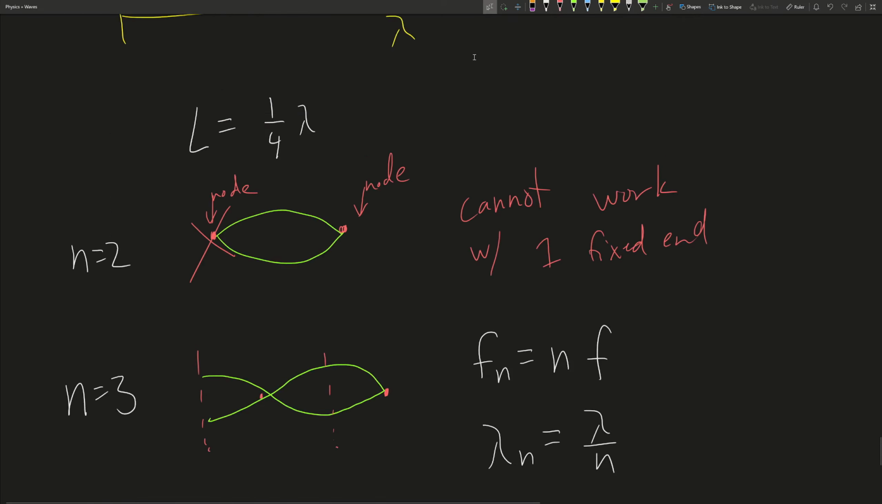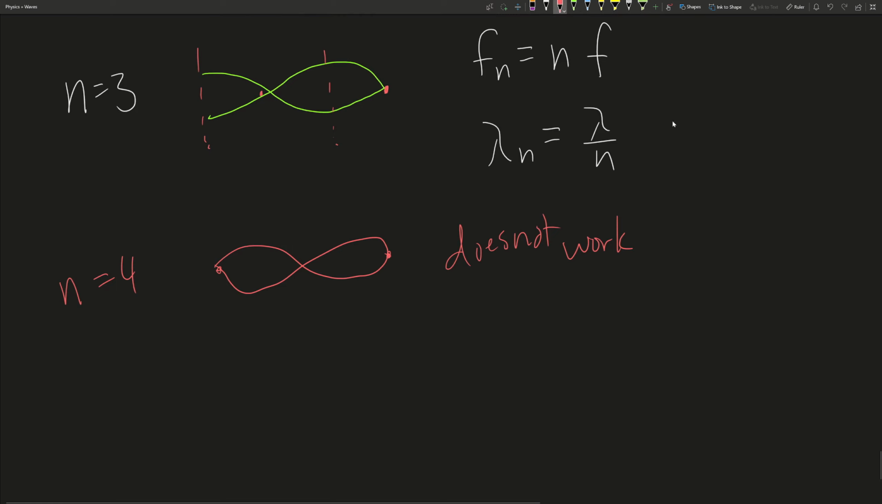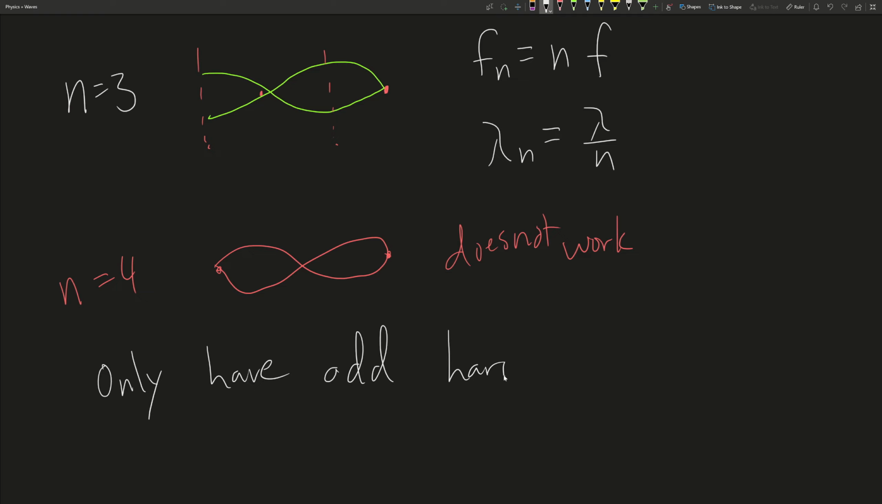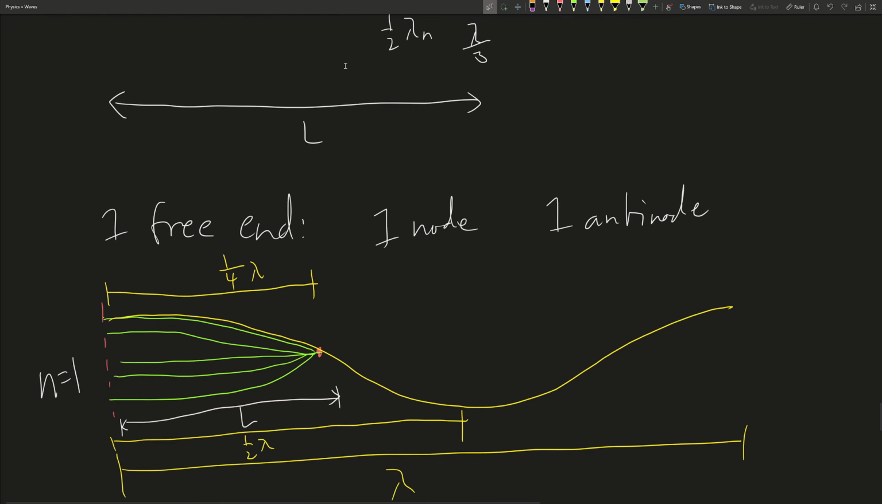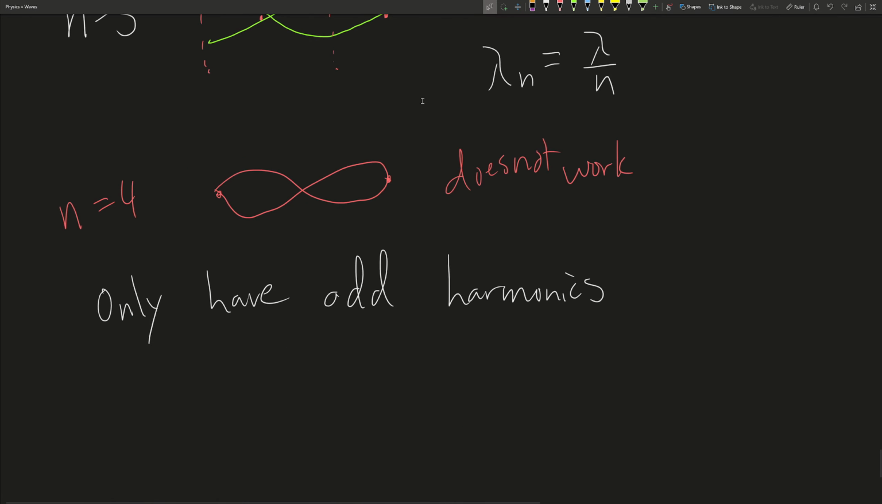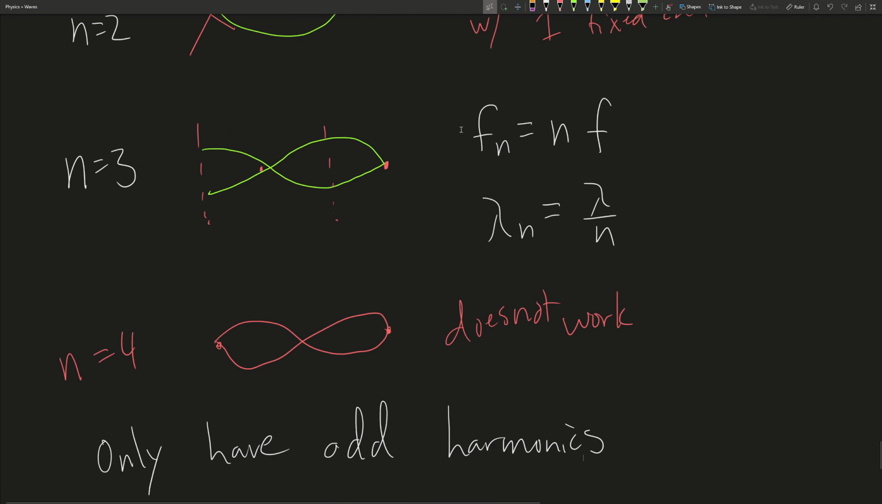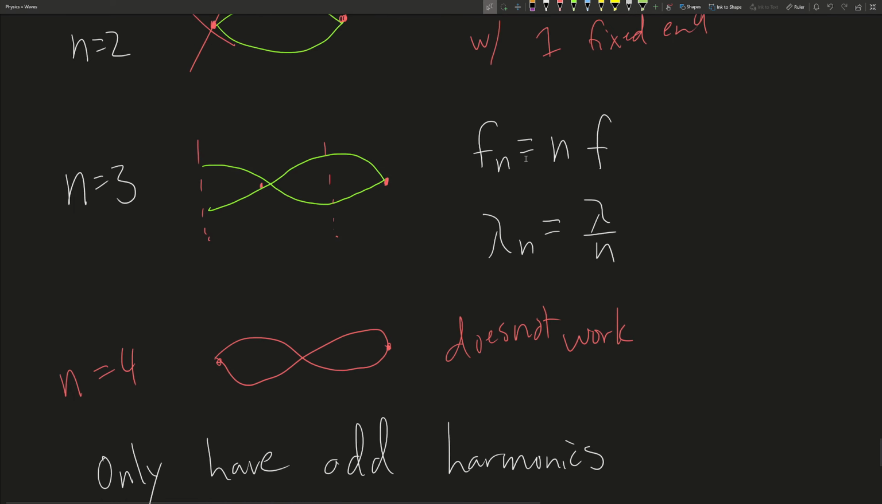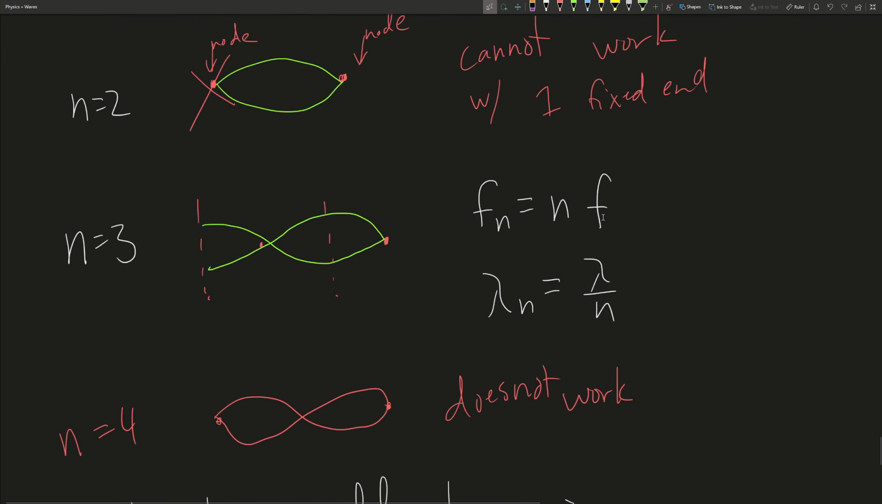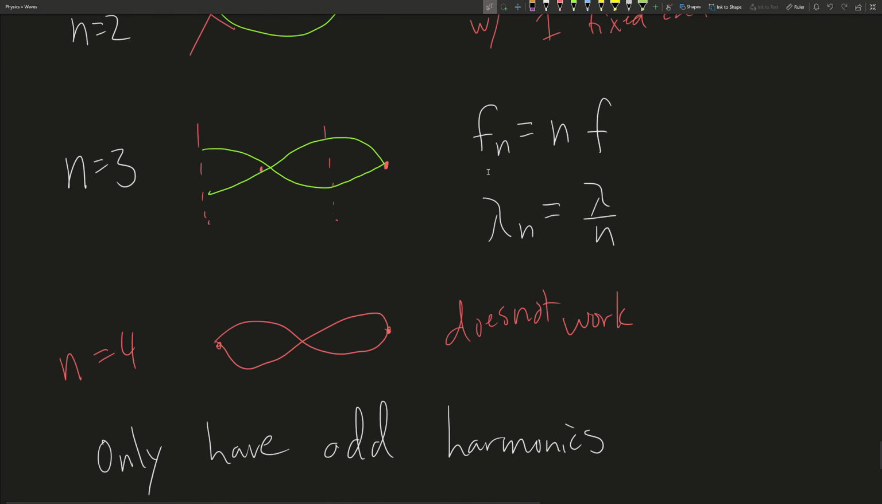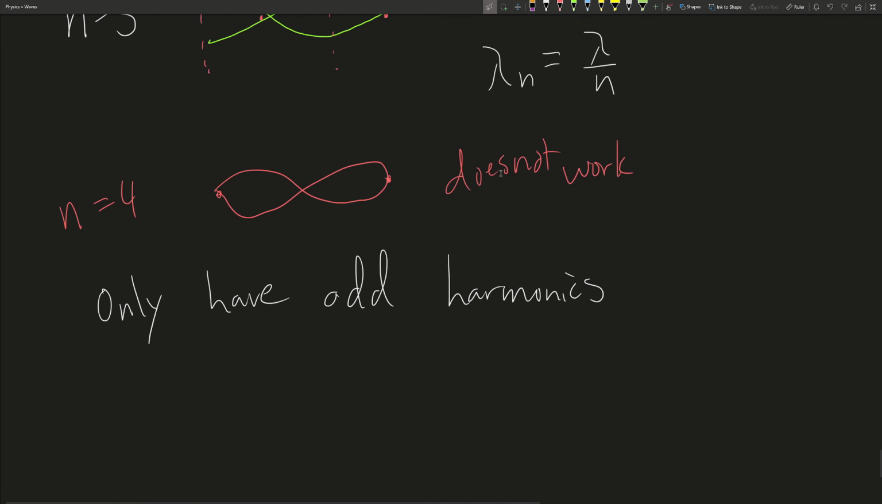And then in general, you can see that with one free end and one fixed end, you can only have odd harmonics. When you have one end that's free and one end that's fixed, only odd harmonics are possible, but then the same formulas apply. So these don't change for the frequency and wavelength of the harmonic, but you cannot have even harmonics.